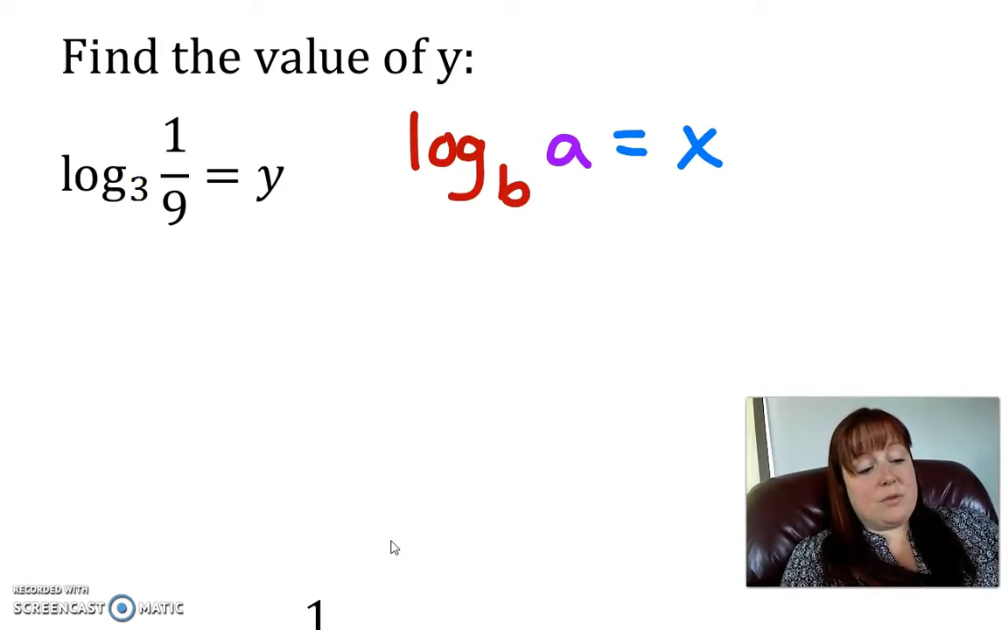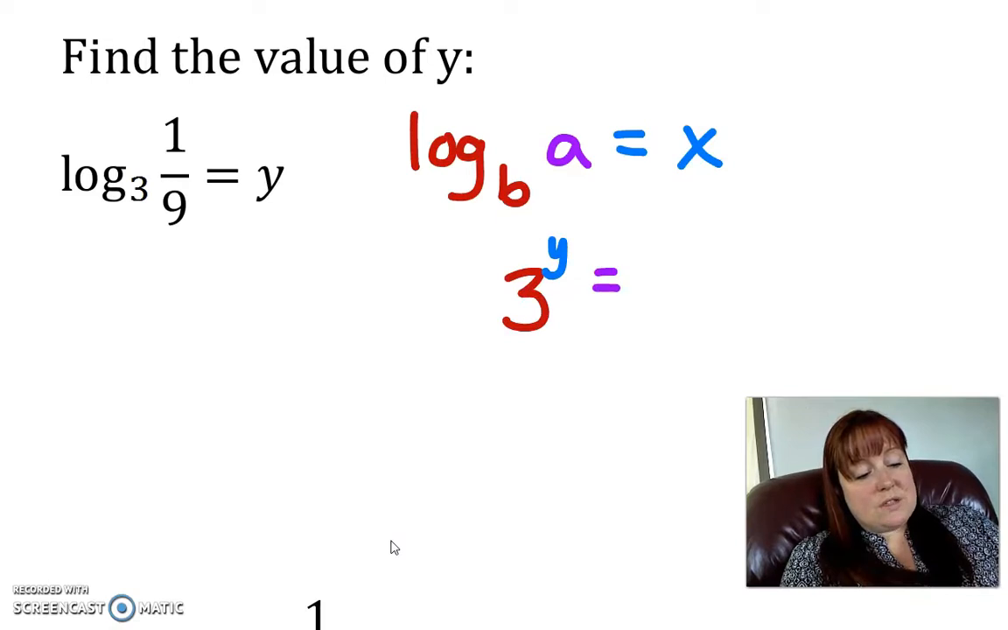That means 3 is my base, and 1/9 is my argument, and y is my exponent, right? So can I just change this around into exponential form and solve it? So that means 3 to the exponent equals the argument, remember? And what is my argument? That's 1/9. So 3 to the what equals 1/9?